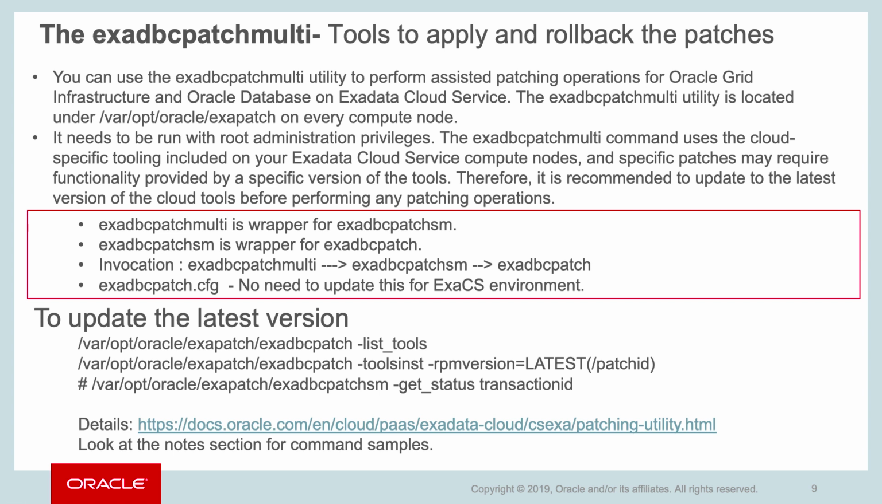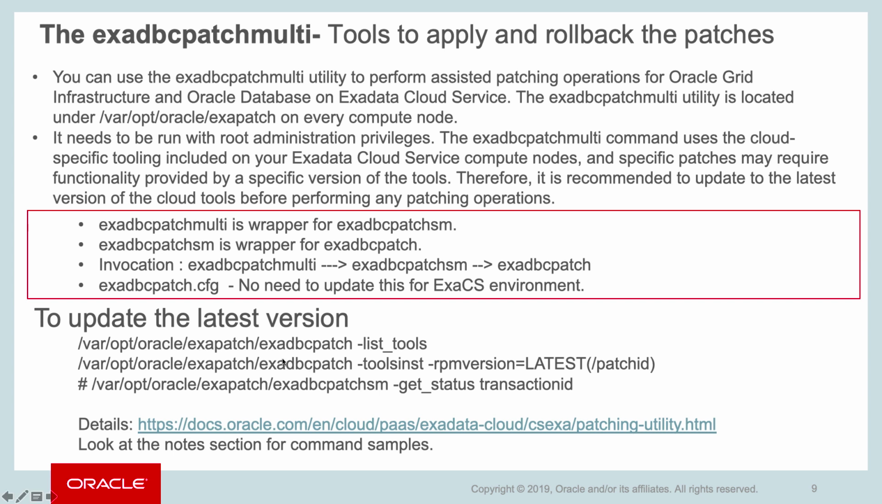On ExaCS environments, you don't have to update this exadbcpatch.cfg file. In order to update to the latest version of cloud tooling, you can use the same tool, exadbcpatch, with the argument list_tools. What list_tools will do is look into the inventory and find out which specific version of cloud tooling you have in your environment, and any newer tool which is available from Oracle.